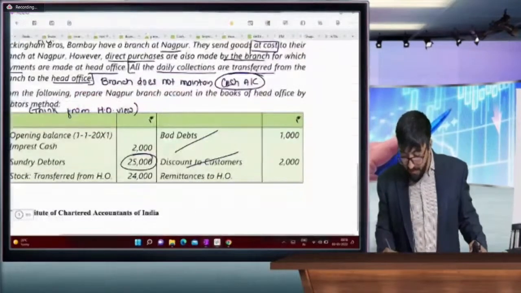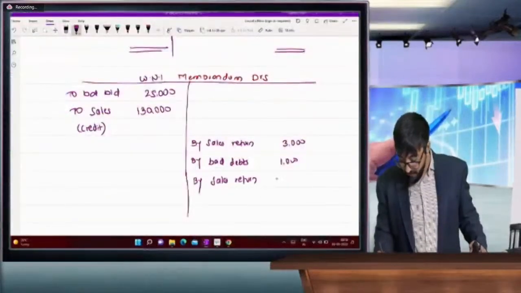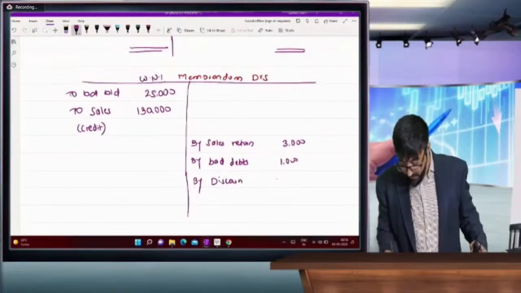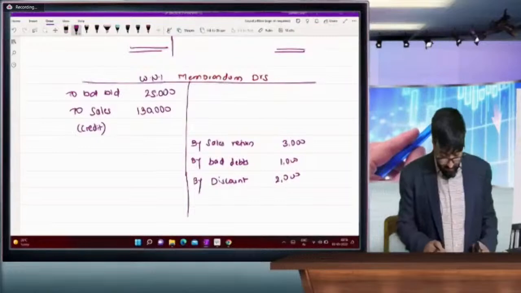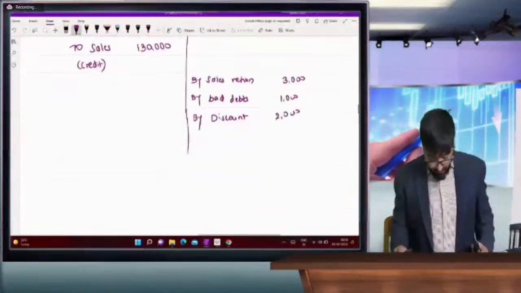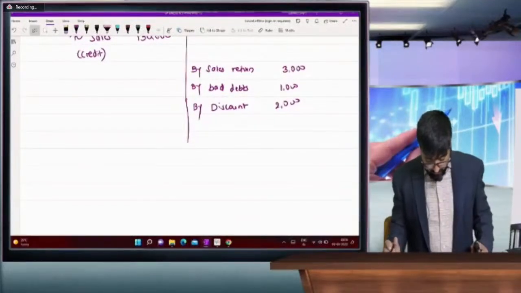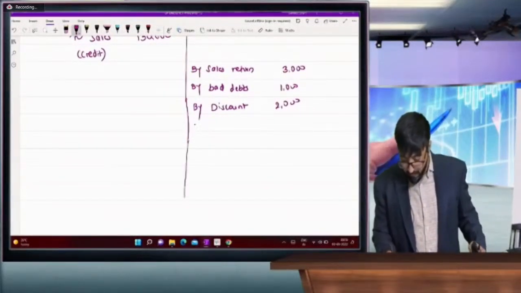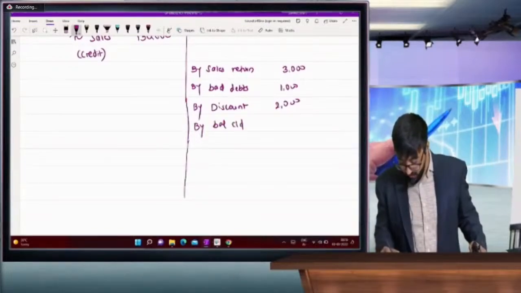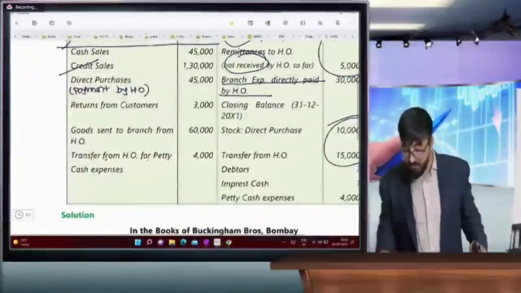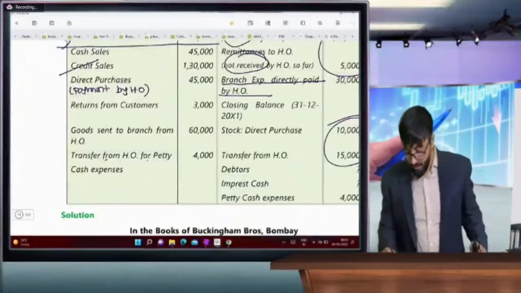Imprest cash and petty cash are the same, beta. Yes. Sorry, what have I written? By discount. Sorry, my friend. By discount, 2,000. And then by balance carried down. Now see, remittance to HO is not there. Branch expenses directly paid by HO, no.